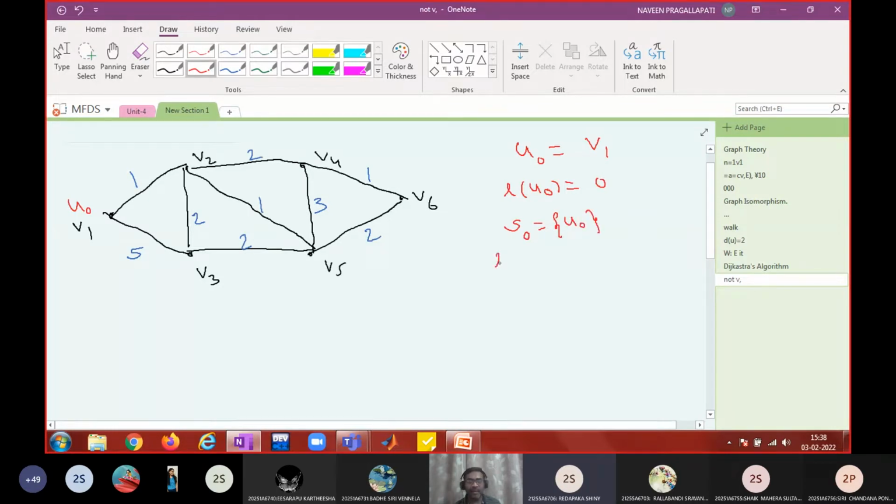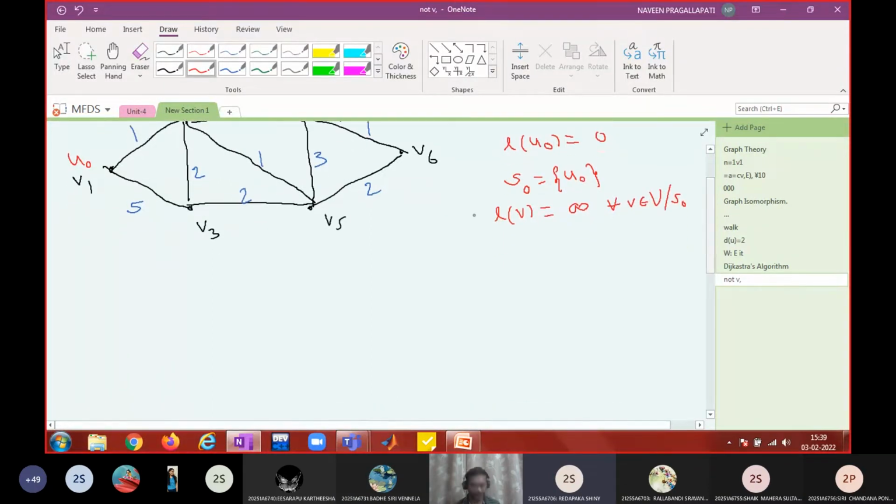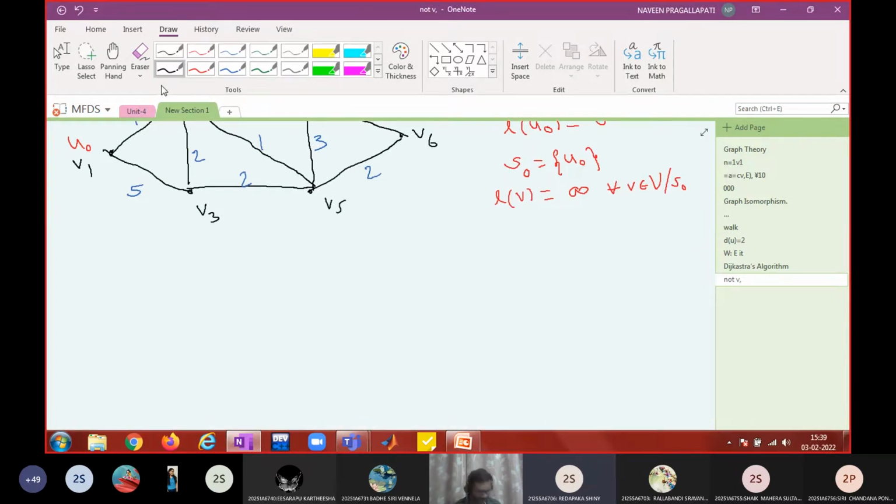What about L of Ui? L of V, for all the remaining vertices, I am assigning it to infinity. Is it clear? Yes, sir, for all V belongs to the vertex set minus S0. Okay. Now you prepare a table. So what is the table? Index number i, the set Si.